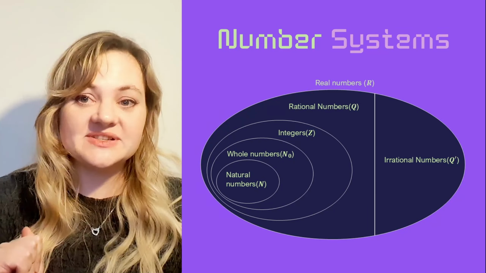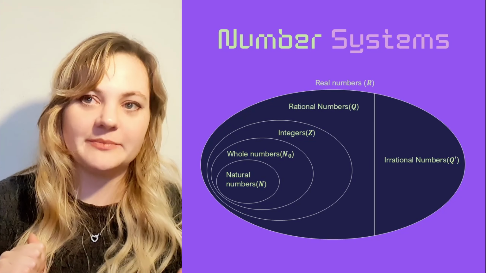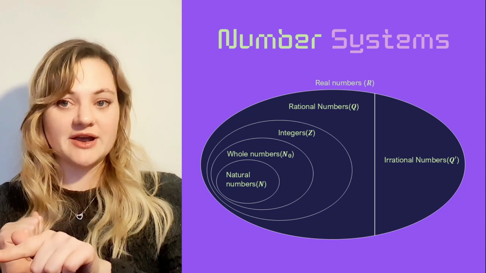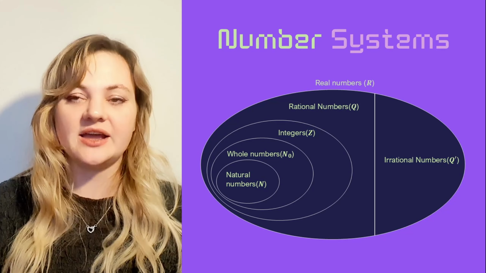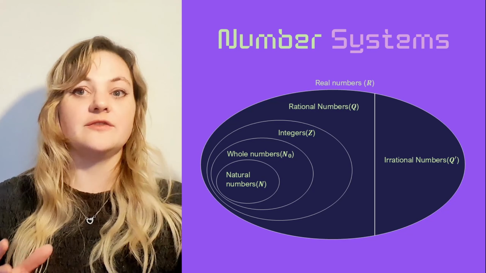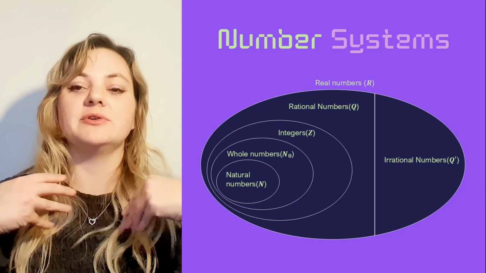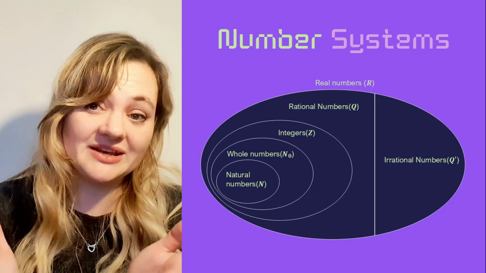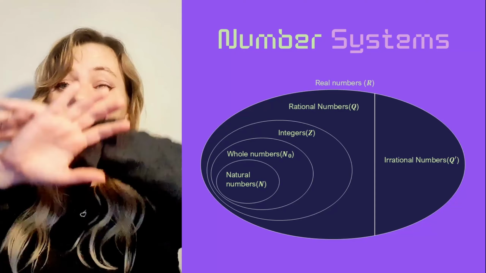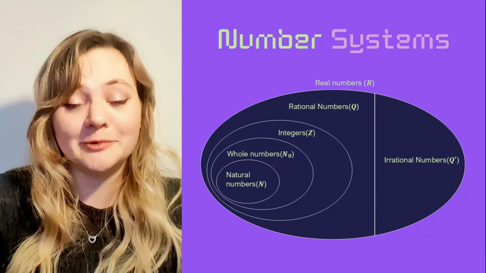Then the numbers that are not included in the rational numbers at all, the irrational numbers, which cannot be written as a fraction in the form of m over n. They can be written as decimal fractions that go on forever and have no repeating patterns. And all together, they are the real numbers.